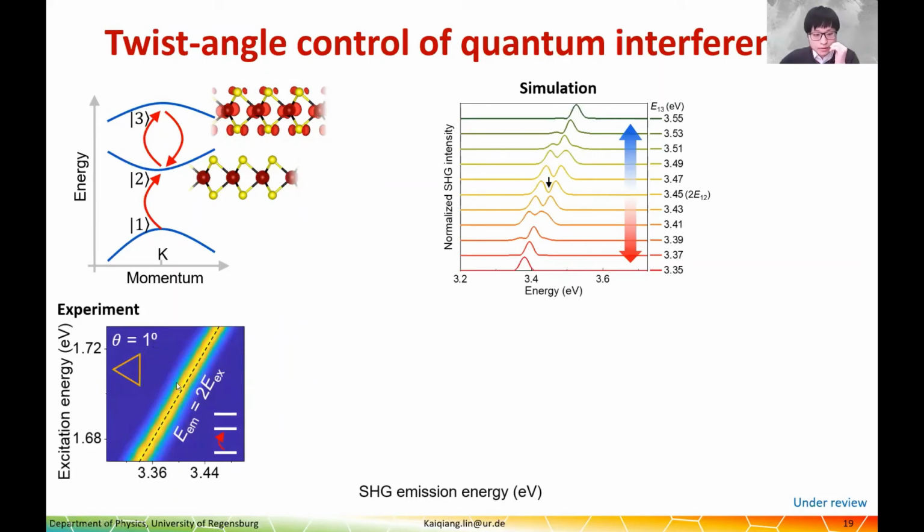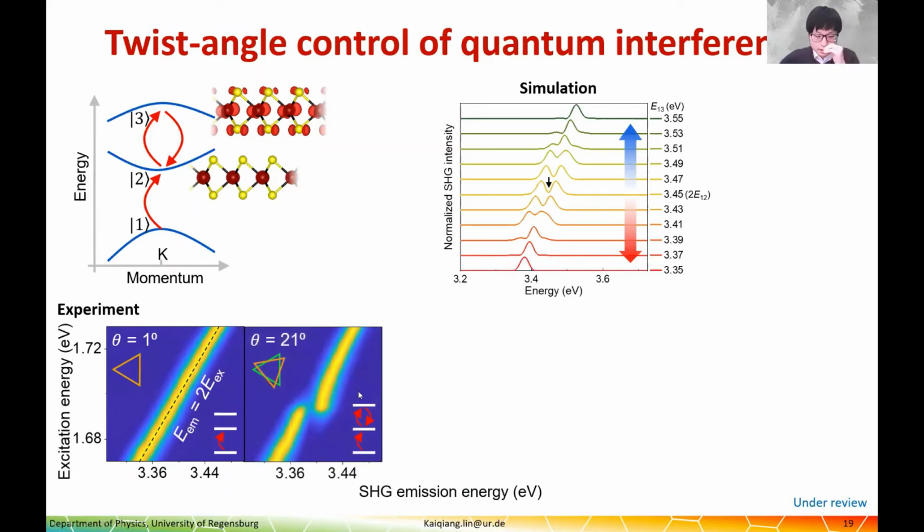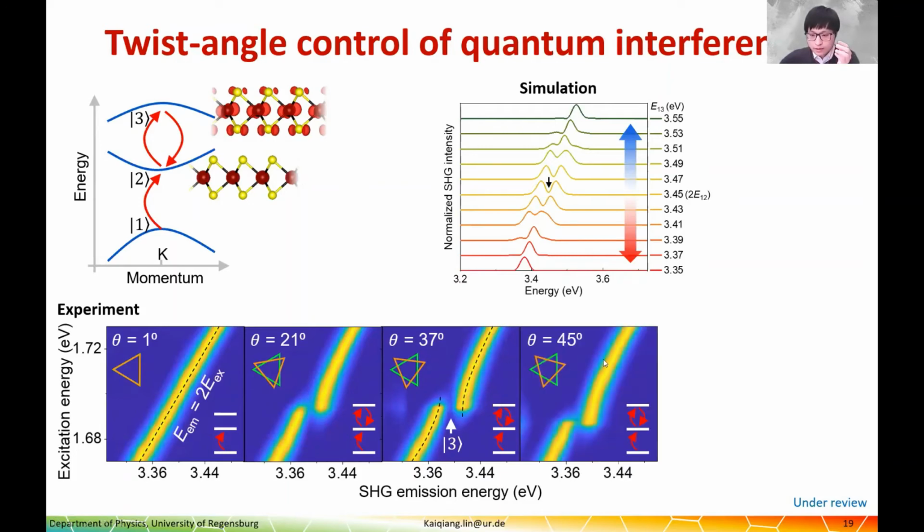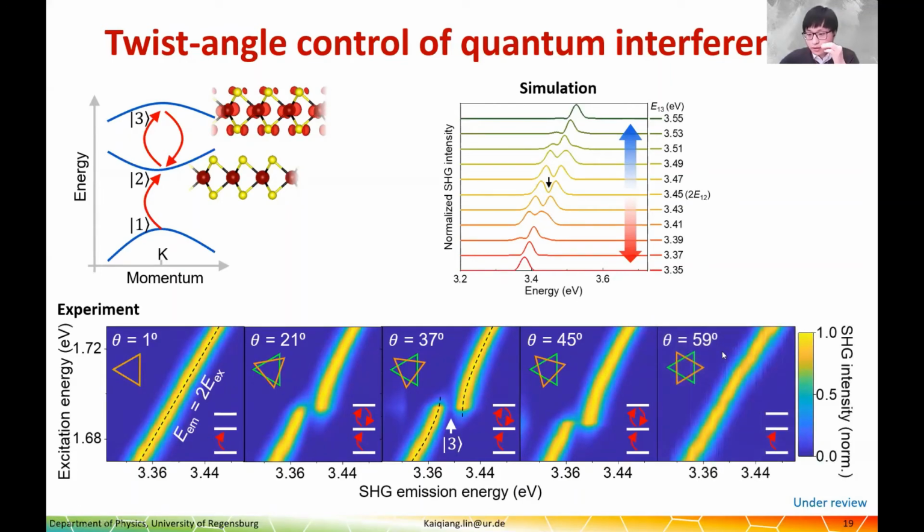Indeed, around 0 degree, we don't see the quantum interference. Basically, anti-crossing here. And starting from 21 degree, we start to see this anti-crossing, until 45 degree. And then if we go further, close to 60 degree, you lose the quantum interference again.